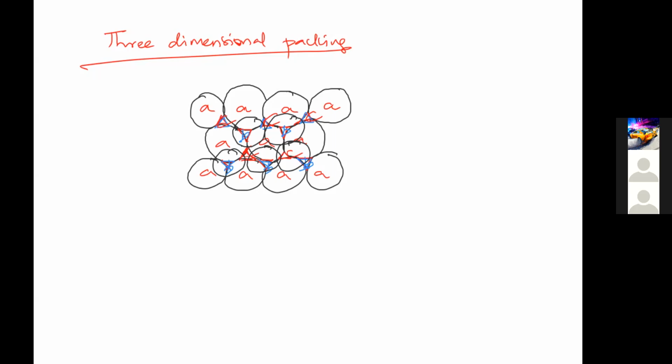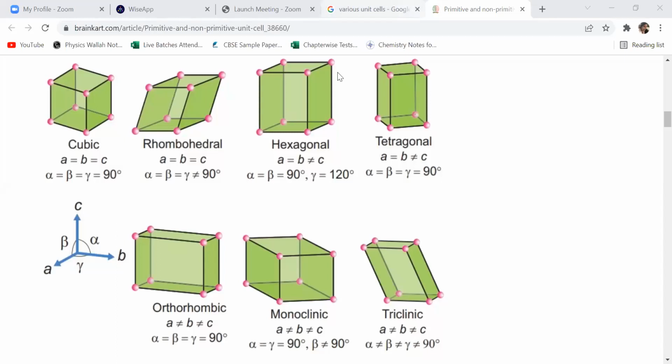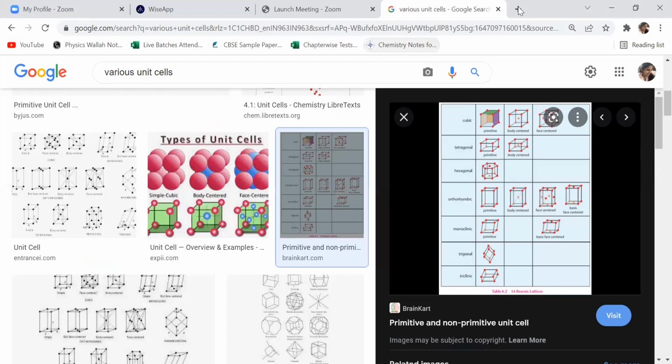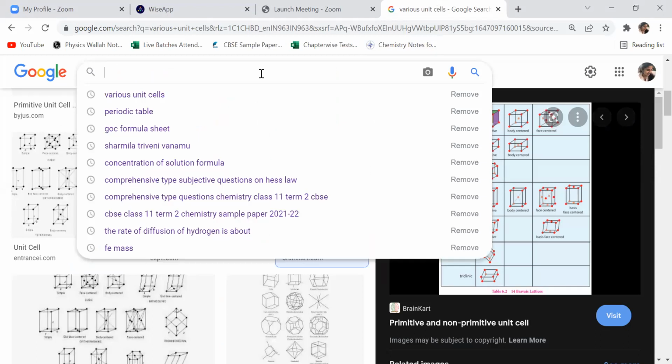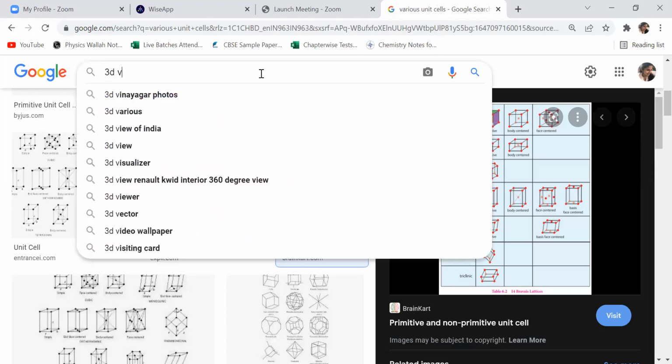I have to show you a picture instead. Give me a minute. Let me show you the picture, which actually has the three-dimensional voids.